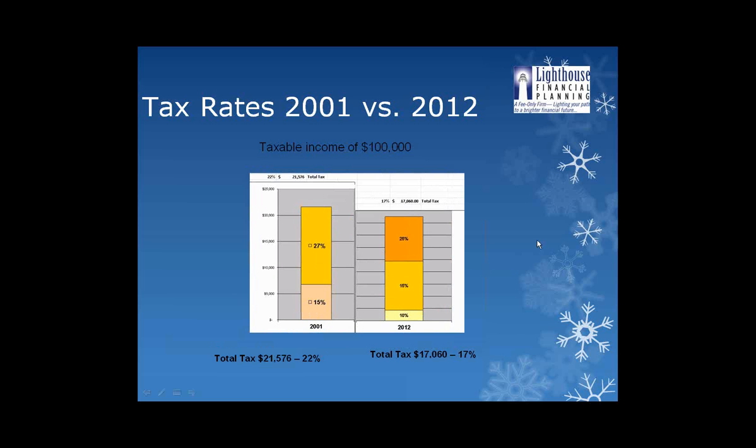Oh, too fast. Same idea of comparison. This is for a taxable income of $100,000. You can see the difference in how it affects the total tax paid, the margin, and the effective tax rate.